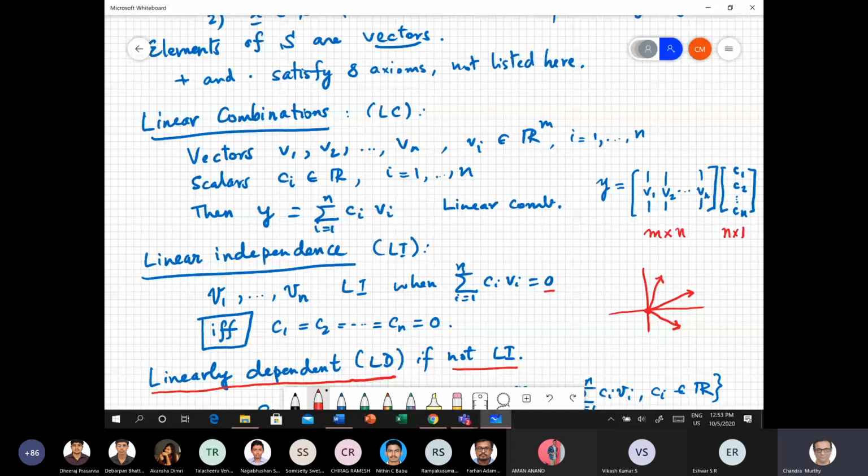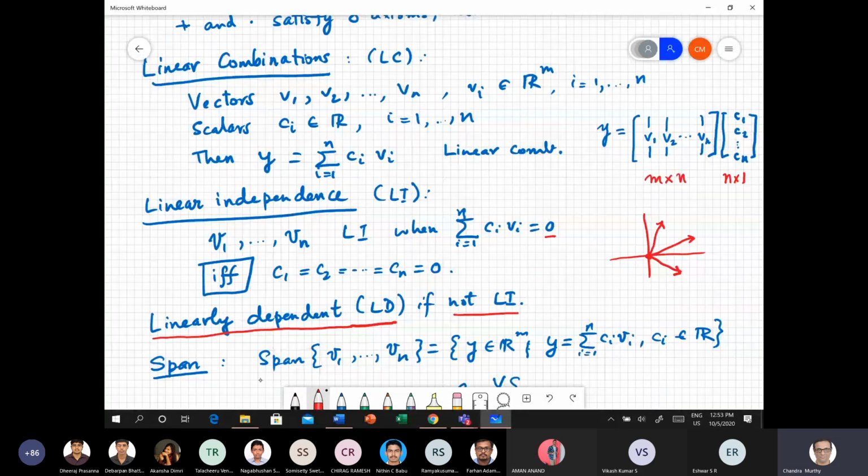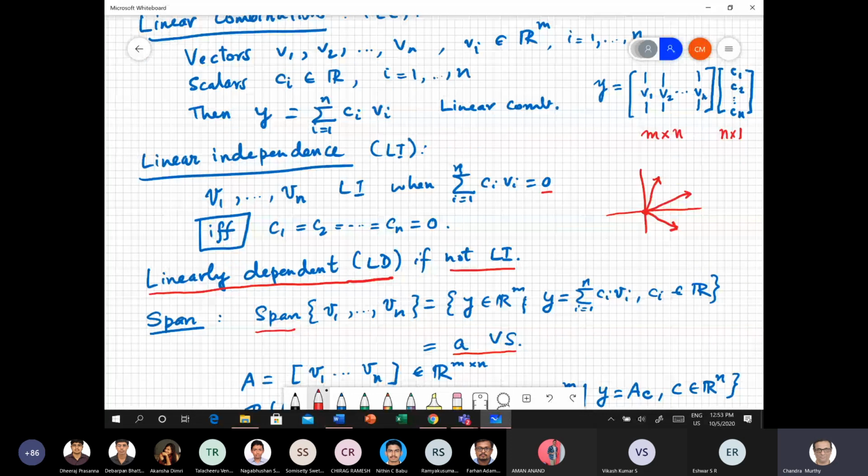Continuing with the theme of linear combinations, the span of a set of vectors v1 through vn is the set of all y's which can be written as linear combinations of these v1 to vn. It turns out that this is a vector space, and again, this is something that you can try to show.